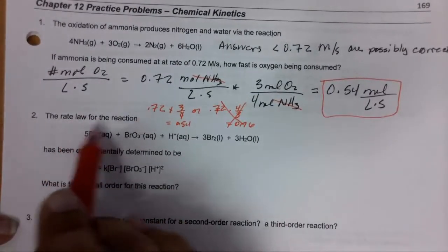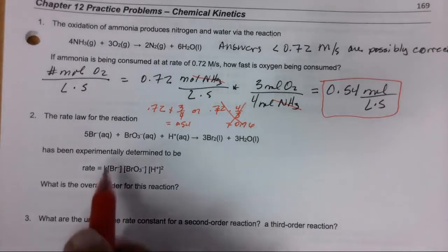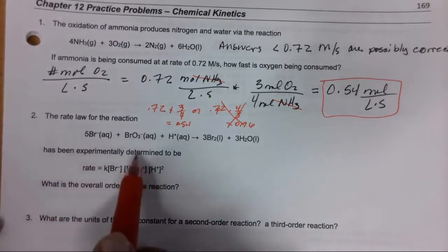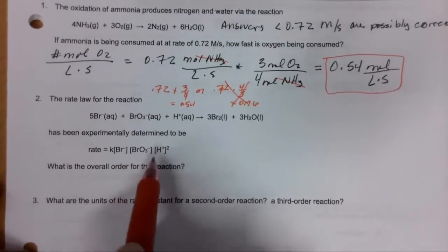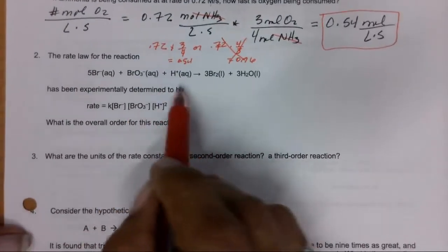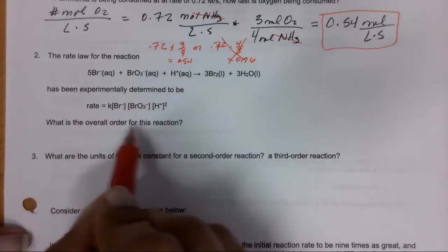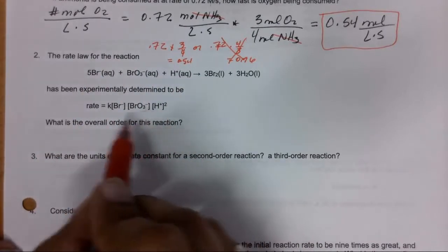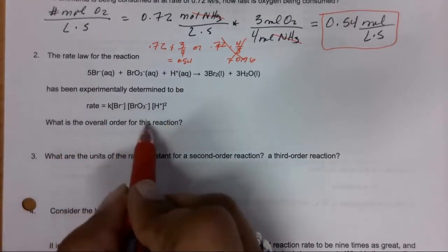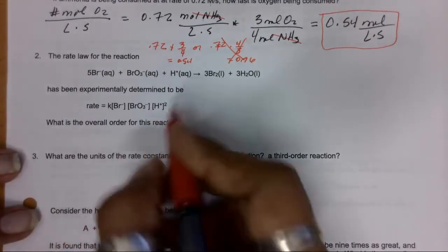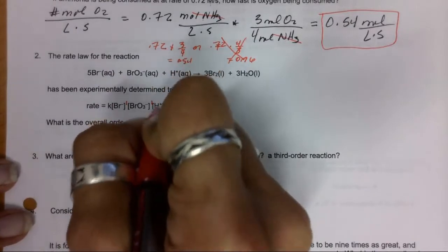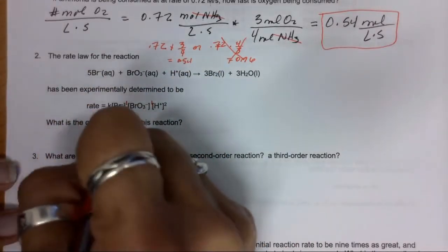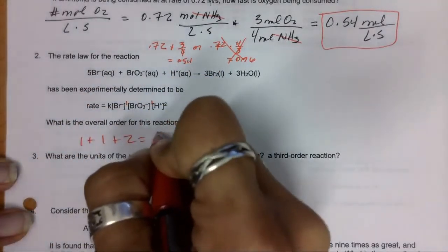Okay, number 2: the rate law for the reaction, which is given, has been experimentally determined to be this. Remember, we have to determine this experimentally. We can't just look at a balanced equation and determine the rate law. So what is the overall order of this reaction? If I have 1 plus 1 plus 2, what is that? That's a fourth order.